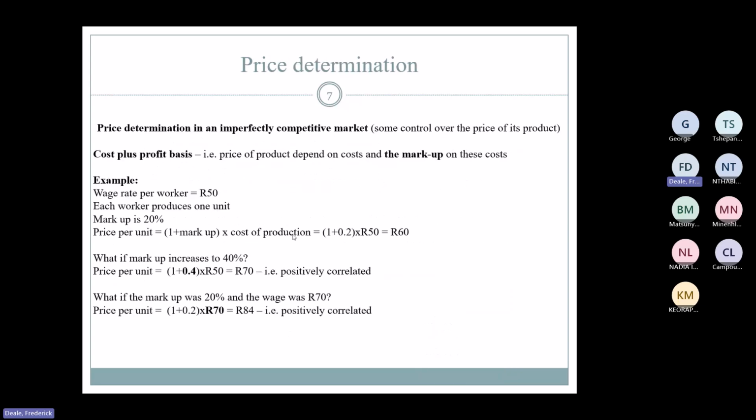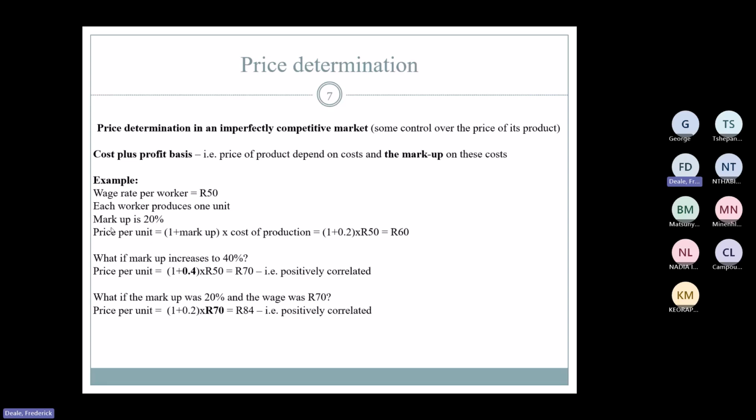Okay, now as an example, there are some definitions here at the top, but we already dealt with those. For those that don't like the formulas, this might make more sense. The wage rate per worker is 50 Rand. So I pay the person cutting the hair 50 Rand as the employer. The employer produces 1 unit, so cuts one person's hair. The markup is 20%. So I want to make a 20% profit off this.